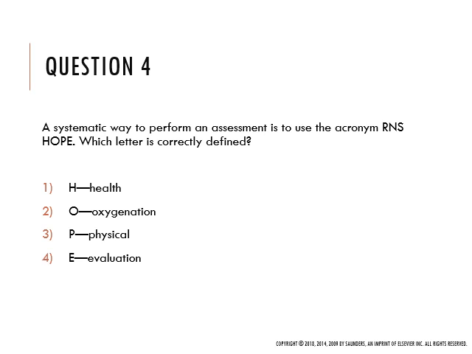Question number 4. A systematic way to perform an assessment is to use the acronym RN's HOPE. Which letter is correctly defined? Number 1, H for health. Number 2, O for oxygenation. Number 3, P for physical. Or number 4, E for evaluation. The correct answer is number 2, oxygenation.